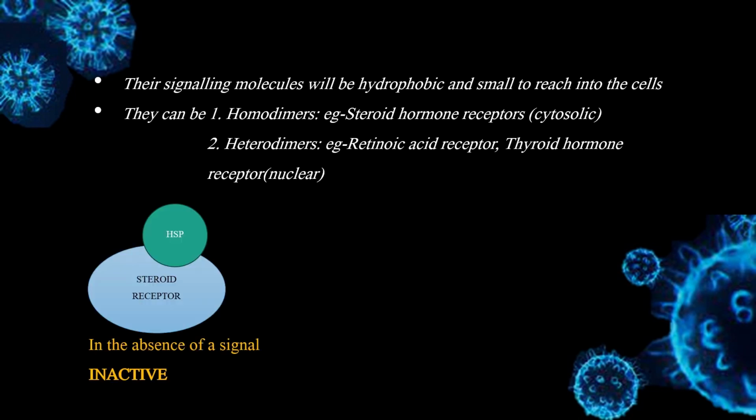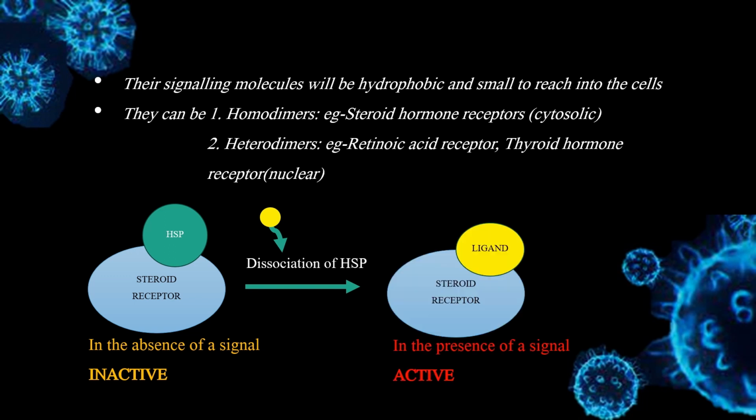In the absence of a signal, the steroid receptor will be bound to heat shock proteins and will be in an inactive state. So whenever there is a signal, it will lead to the dissociation of heat shock proteins and will form the steroid receptor ligand complex. Thus the ligand will cause the receptor to become active, and the steroid receptor ligand complex will further proceed to the signal transduction.